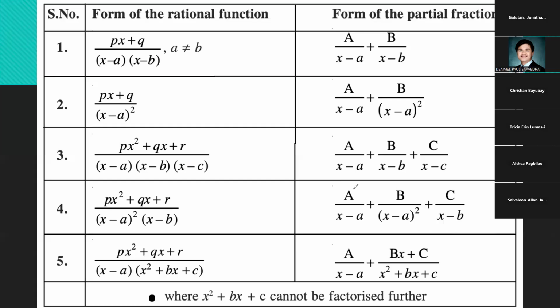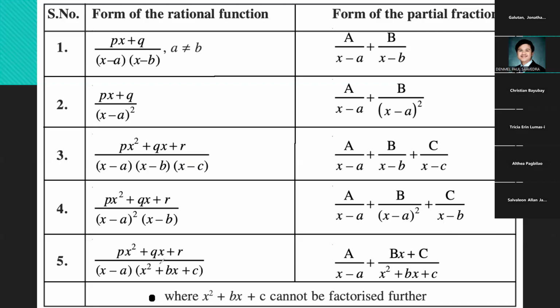This one could actually be X, Y, Z, but normally we use A, B, and C for the partial fraction. And then let's say a sub 1, a sub 2, a sub 3 for the partial fraction also. But x, y, and z, well, you can use that one, but it's not normally used as a variable.